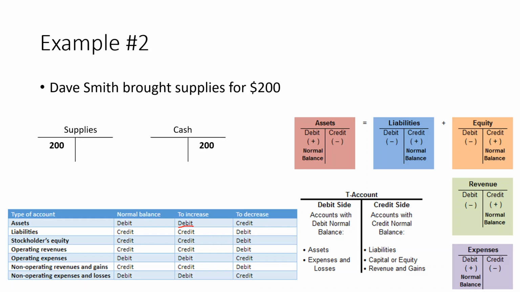supplies, but we've given up cash. And we've given up $200 worth of cash. This means we have to decrease an asset. And as you can see on our chart, to decrease an asset, you have to credit the asset. That's why we're crediting the cash balance. First of all, we increased our supplies by debiting supplies for $200, and then we decreased our cash because our cash balance went down. Let's look at another example.